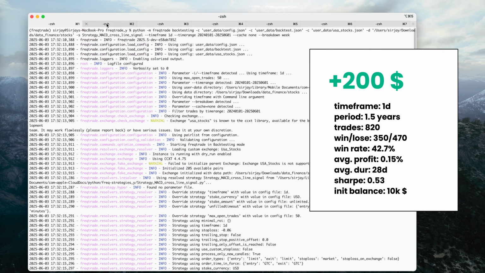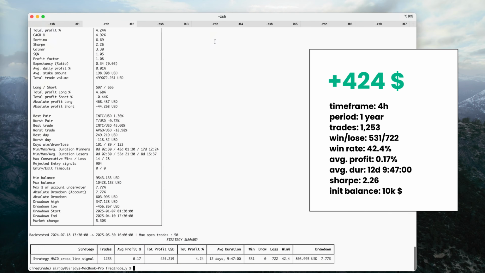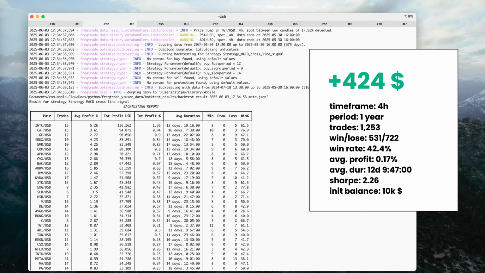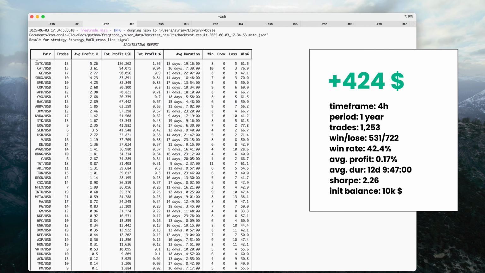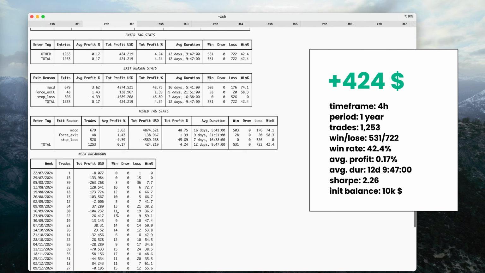All right. Next time frame is 4 hours for the last 1 year. We got the profit of $424, average profit 0.17, average duration 12 days, 42% win rate. We've got mostly long profits with Sharpe 2.26. Here are the most profitable stocks and the most negative stocks.